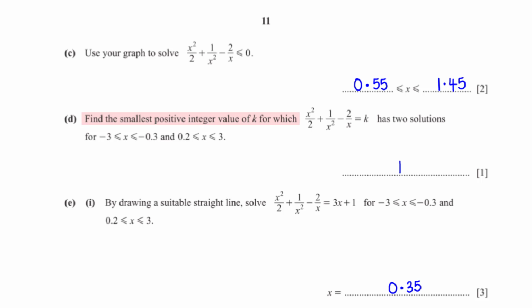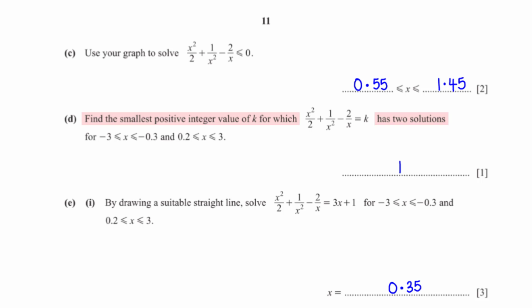Find the smallest positive integer value of k for which x squared over 2 plus 1 over x squared minus 2 over x equals k has two solutions. For x is greater than or equal to negative 3 and less than or equal to negative 0.3, and x is greater than or equal to 0.2 and less than or equal to 3.